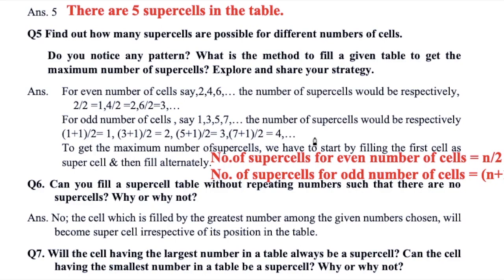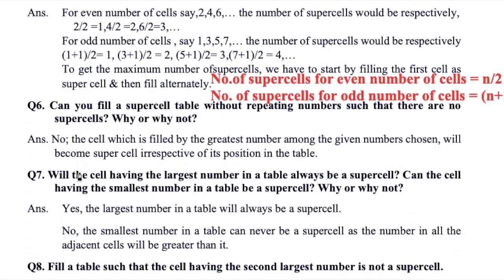And the strategy to get the maximum number of supercells is that we have to start by filling the first cell as a supercell and then fill alternately: one supercell, one normal cell, one supercell, one normal cell.